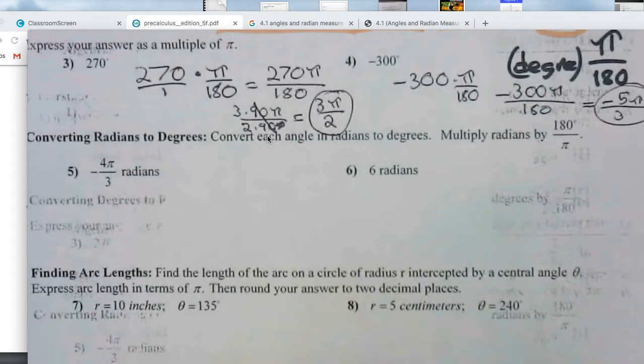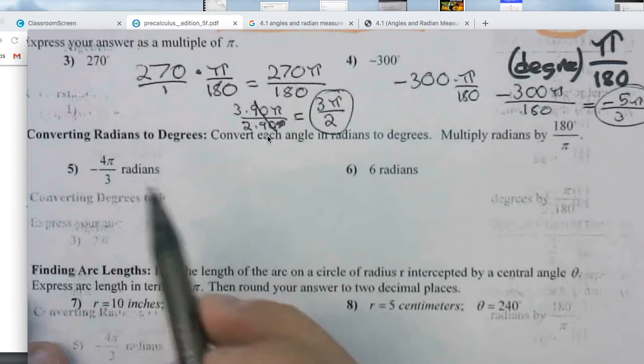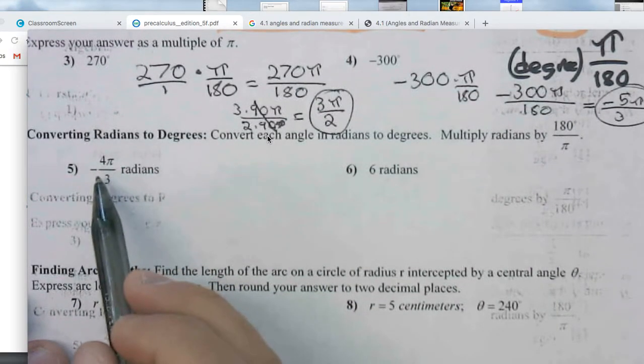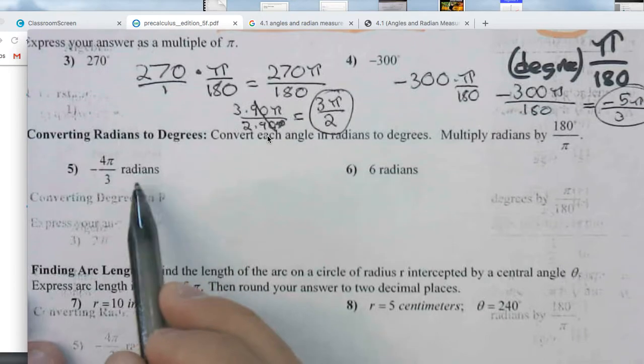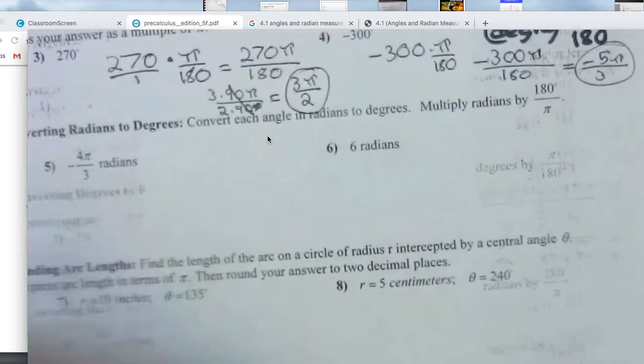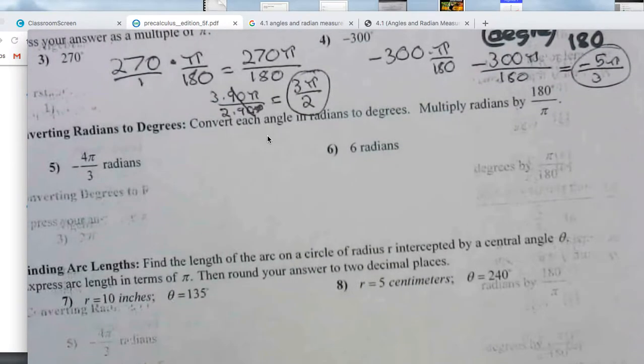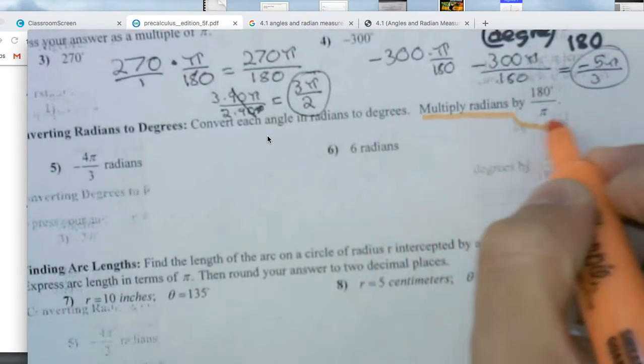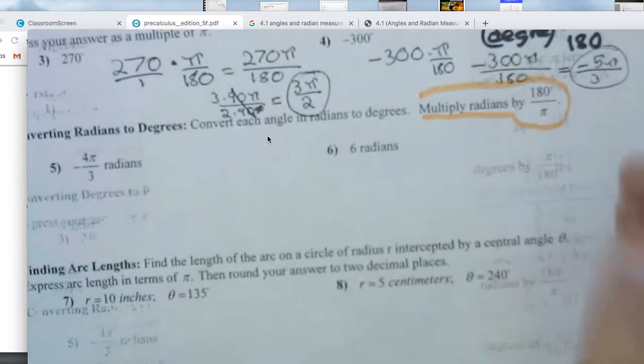Now if we were going from radians to degrees, again, we're going to use radians and degrees a lot in this section. That's why this seems like a bit of a bland section, just talking about radians, which you haven't even really heard too much of, but they are going to be important. So we have negative 4 pi thirds radians. If we're going from angles in radians to degrees, we multiply the radians by 180 over pi. Notice that this is a bit different than the previous one.